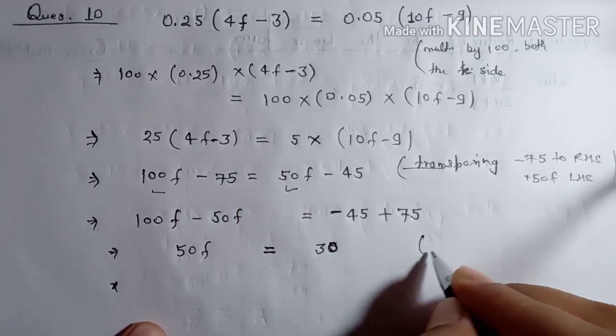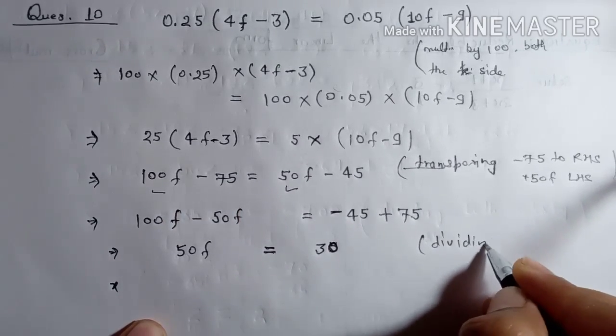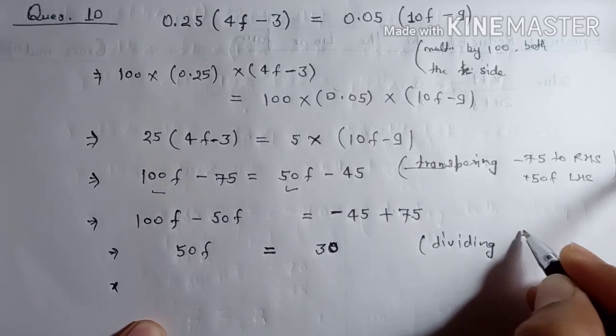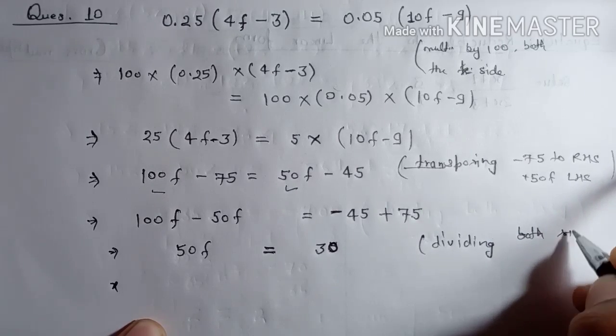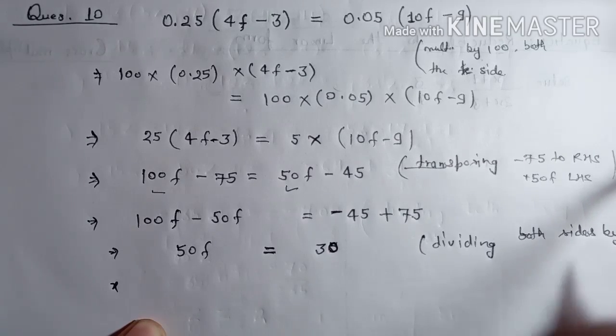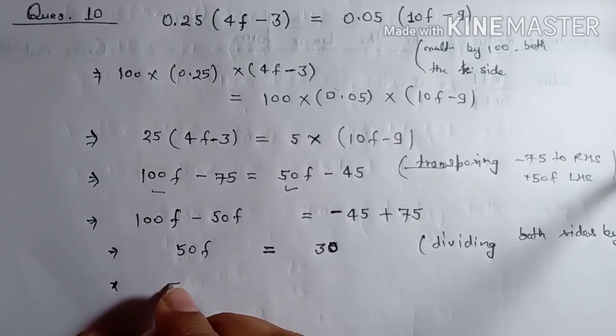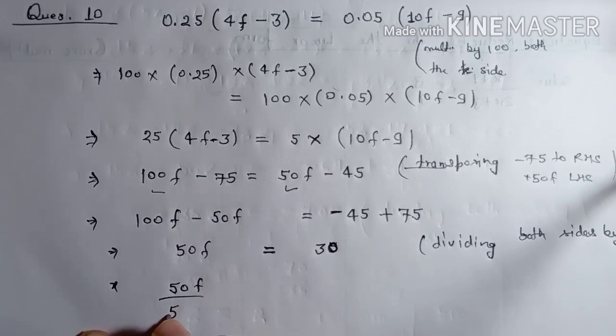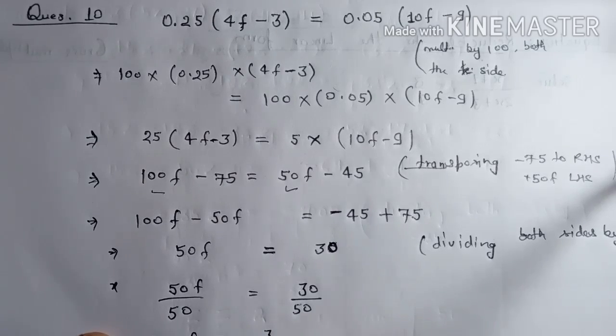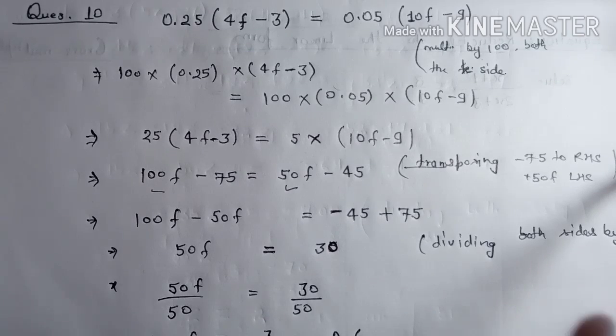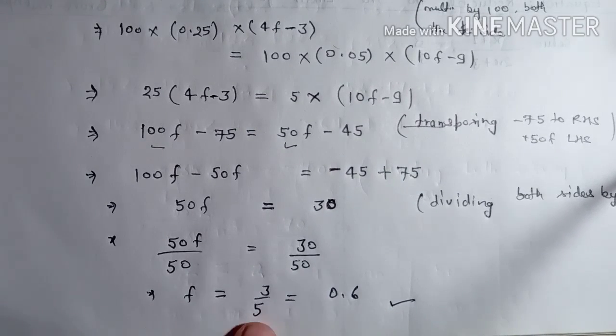And here dividing both sides by 50, and see the result. So when you divide both the sides by 50, 30 upon 50, and here it gives you f is equal to 3 upon 5, or you can write it 0.6, and this is your answer. Here this is your answer, 3 upon 5 or 0.6.